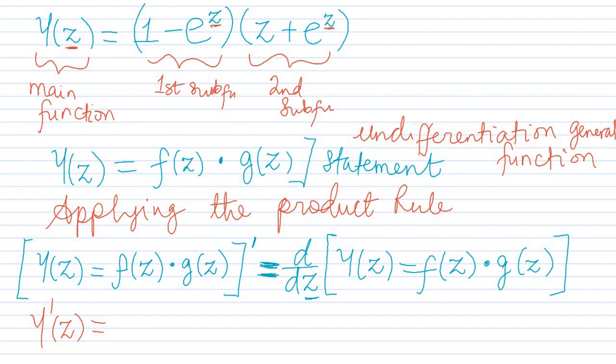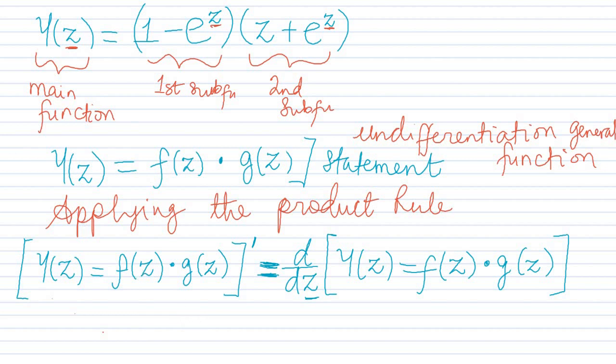You end up with the derivative of the first subfunction. So we have f prime of z multiplied by the derivative of the first subfunction multiplied by the second underived subfunction. So let me do this all over again because I'm confusing you guys. I'm going to mention it one more time. Just scratch the previous thing I said.